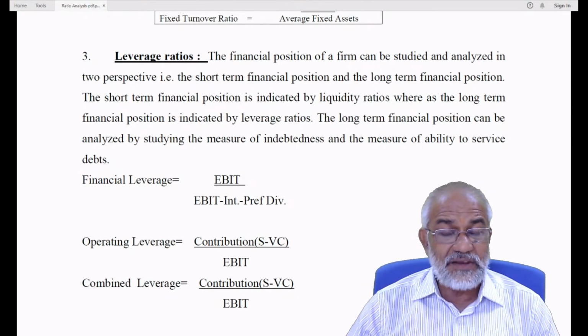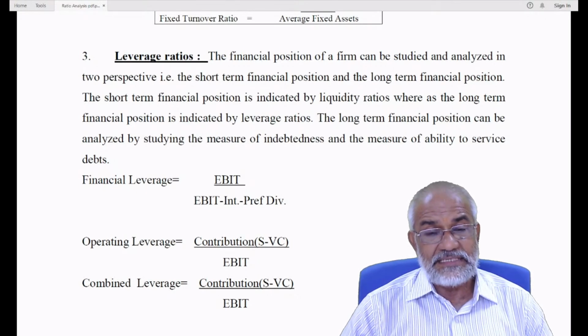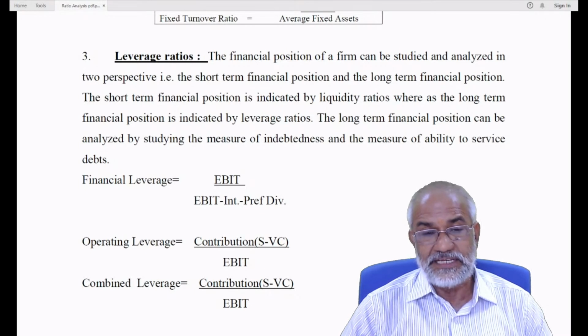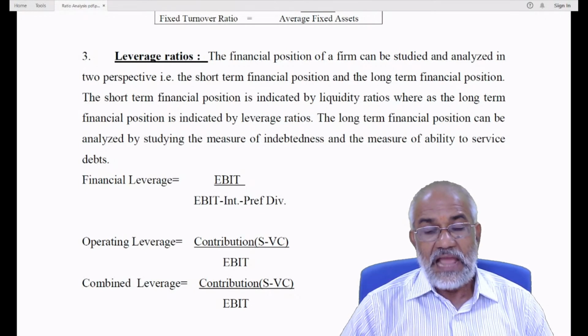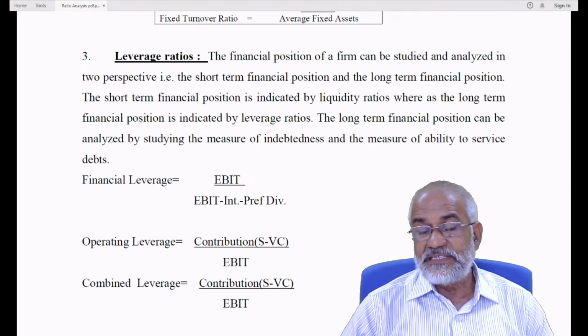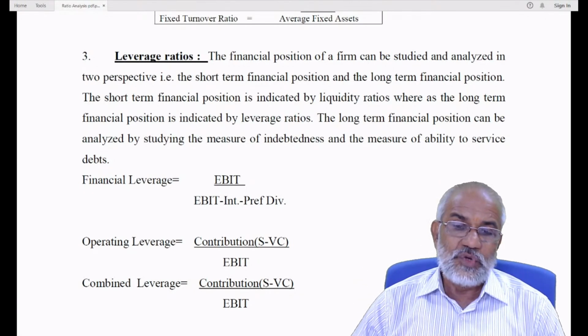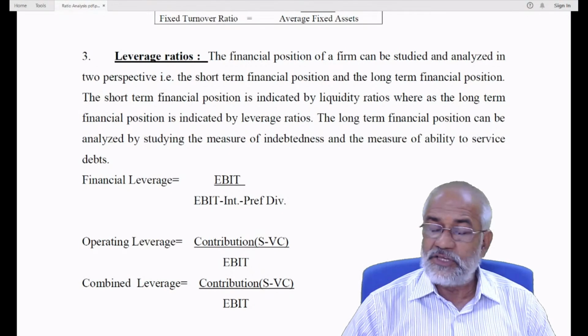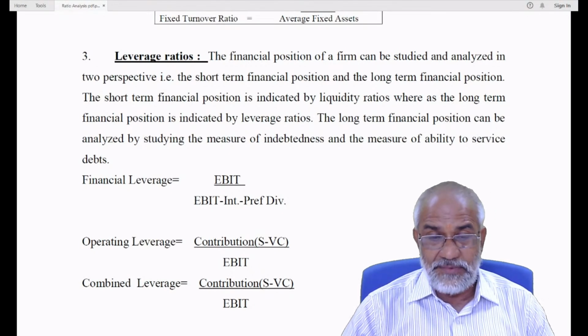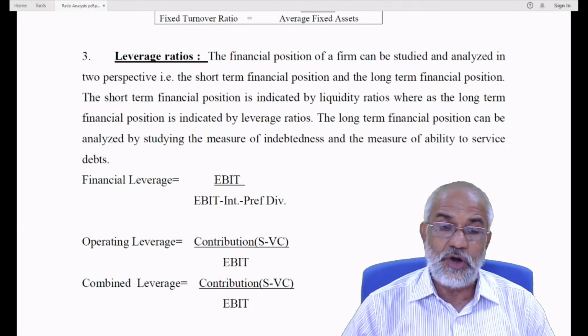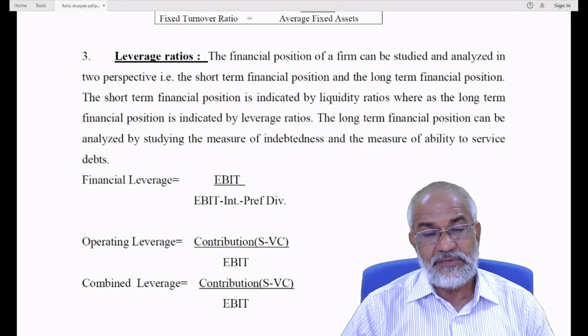How is the financial leverage calculated? Earning before interest and tax divided by earning before interest and tax minus interest minus preference dividend. That is financial leverage. Accordingly, the operating leverage is also computed. Operating leverage is calculated by contribution. Contribution means sales minus variable cost. So contribution divided by EBIT, earning before interest and tax, that would be the operating leverage. And the combined leverage is the financial leverage multiplied by operating leverage.